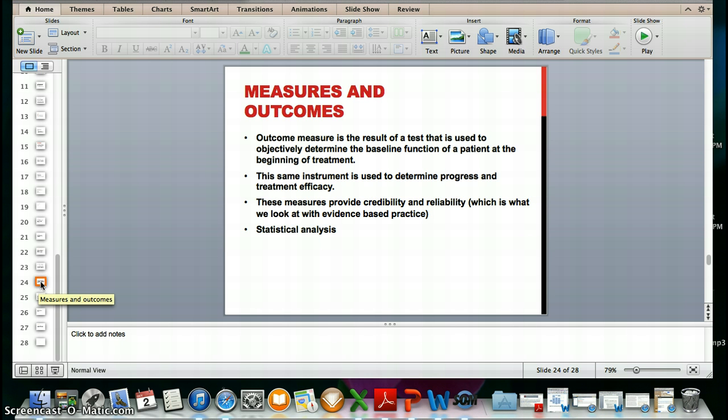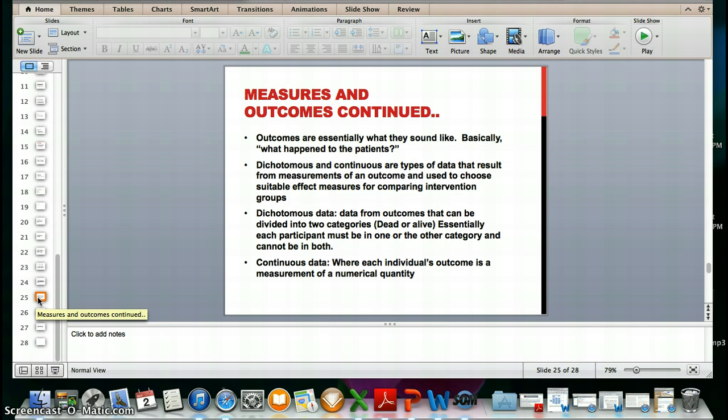Measures and outcomes. An outcome measure is the result of a test that is used to objectively determine the baseline function of a patient at the beginning of treatment. This is generally the same instrument that is used to determine progress in treatment efficacy, and these measures provide credibility and reliability, which is the reason why we look at evidence-based practice. Outcomes are essentially what they sound like, basically what happened to the patients.